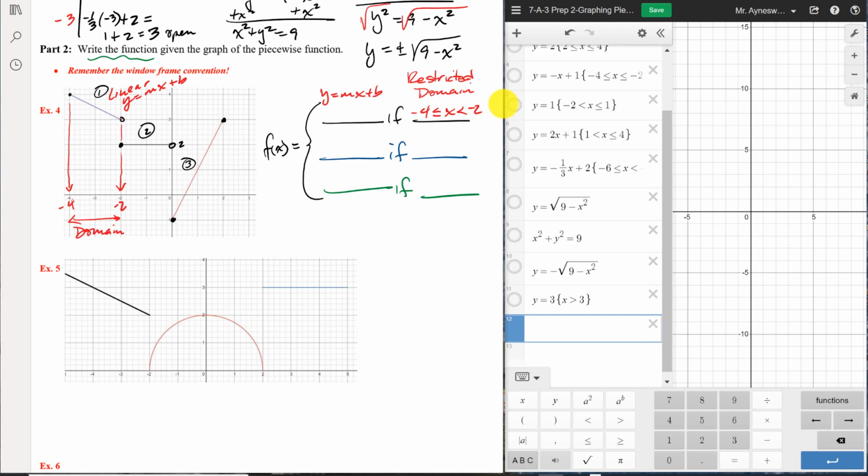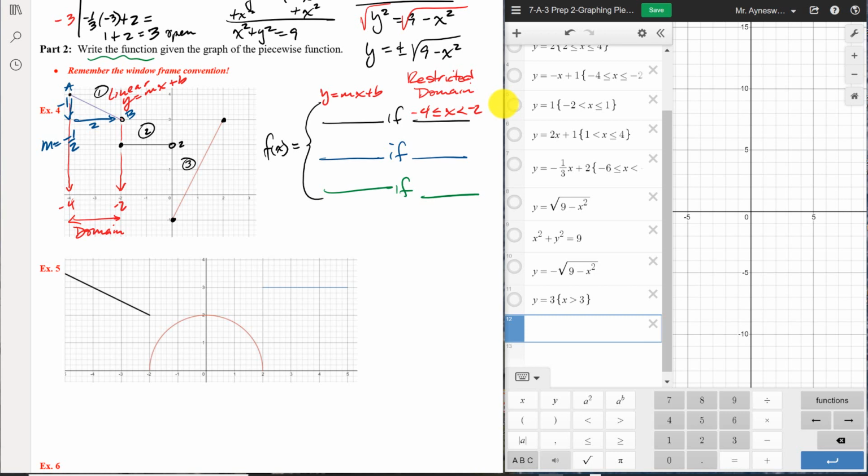Now I got to write the function. So I need some slope, I need the y-intercept. So let's talk slope. So I can see from A to B, I go down 1 and right 2. So negative 1 and then 2. So down 1, right 2. That tells me that my slope is negative 1 over 2, negative 1/2.